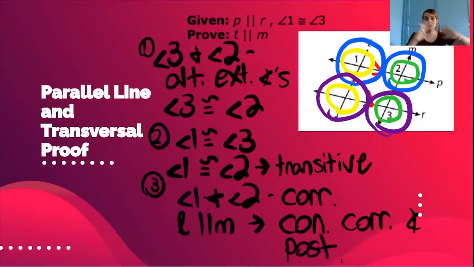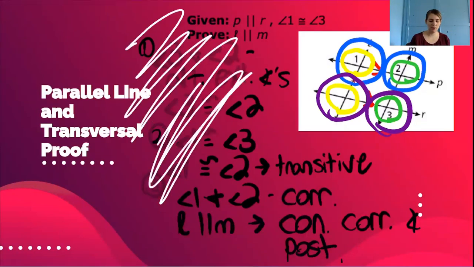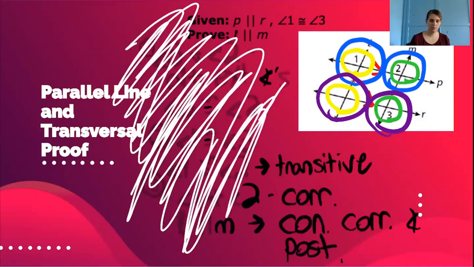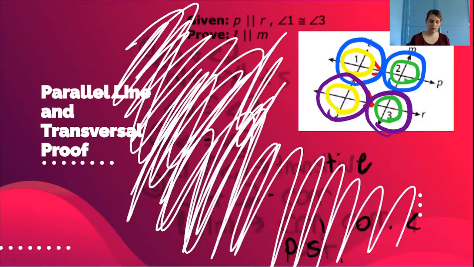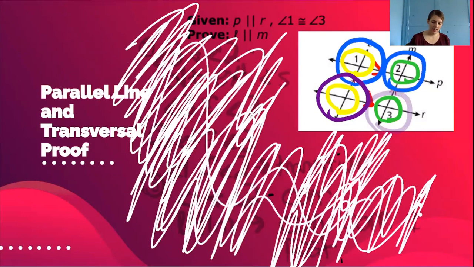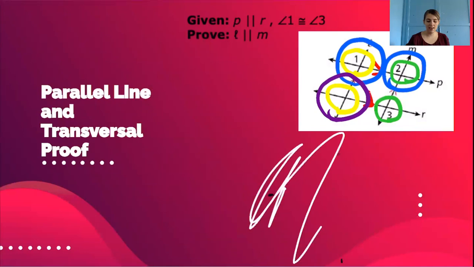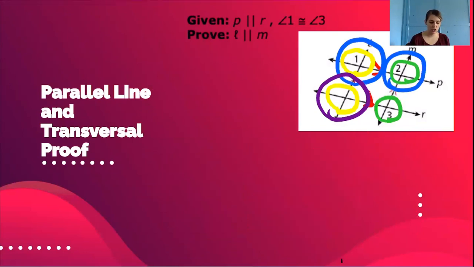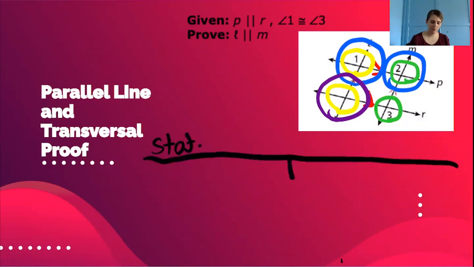So this is a lot of crazy brain dump things. So I'm going to take the information that we just found out. I'm going to clear it because I'm out of space. And I'm going to write all of this in a neat and clean 2-column proof. So I have my statements and my reasons.